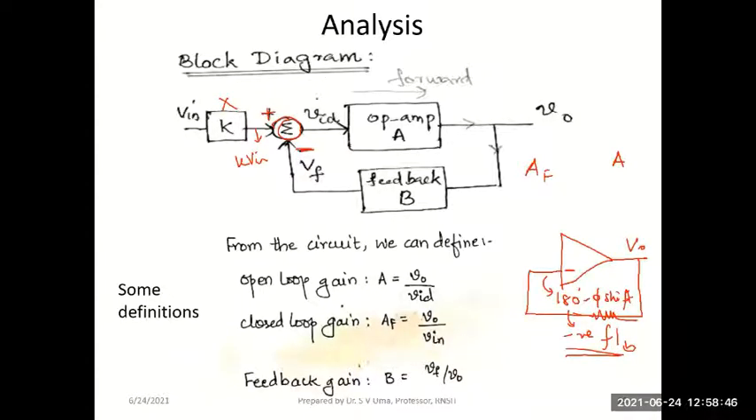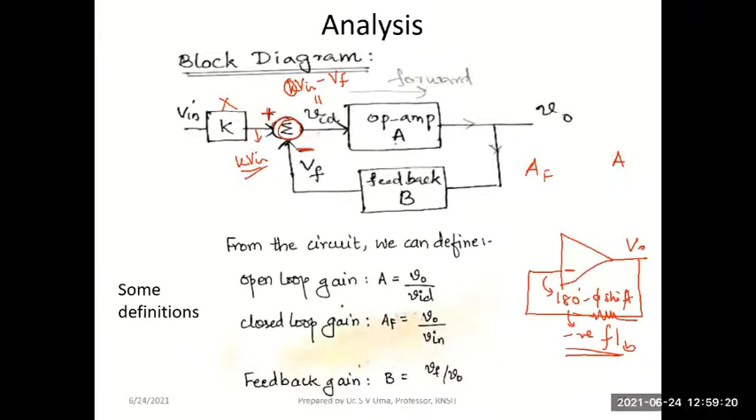Therefore, what is the signal which I have here? VID is KV in minus VF. If the voltage here is K times V in, the voltage here is VF. KV in minus VF will give you the differential input. Usually, to simplify things, we'll not consider the scaling factor K. We'll just connect V in as one of the inputs and VF as the other, and they get subtracted to generate VID, the differential input signal.